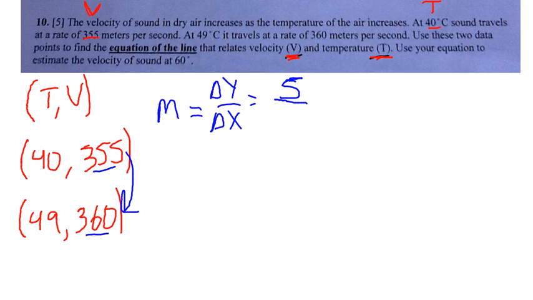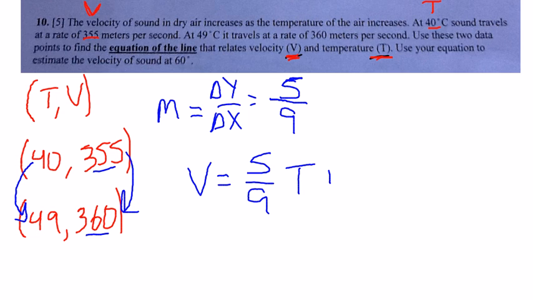Now, the change in x, or I guess the change in t, would be from 40 to 49. I'd like you to try and figure that out on your own for a moment. Hopefully you got 9. So my slope for this equation is 5 over 9. So I know that v is equal to 5 over 9 times t plus b. This is my y equals mx plus b, just replaced with v and t. So now I need to find my b.